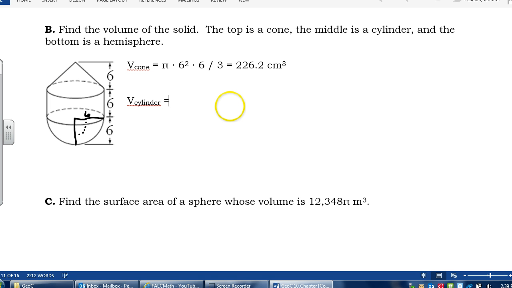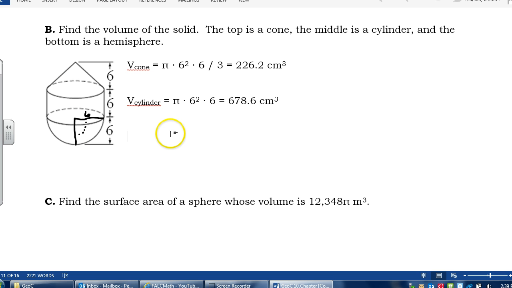Cylinder is my formula from 10.2, pi times the radius squared times the height. We don't divide by 3 on a cylinder. And I get 678.6.